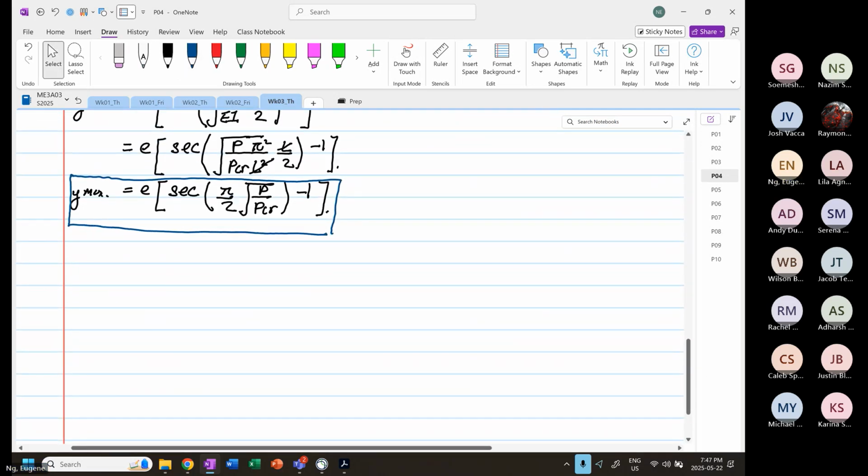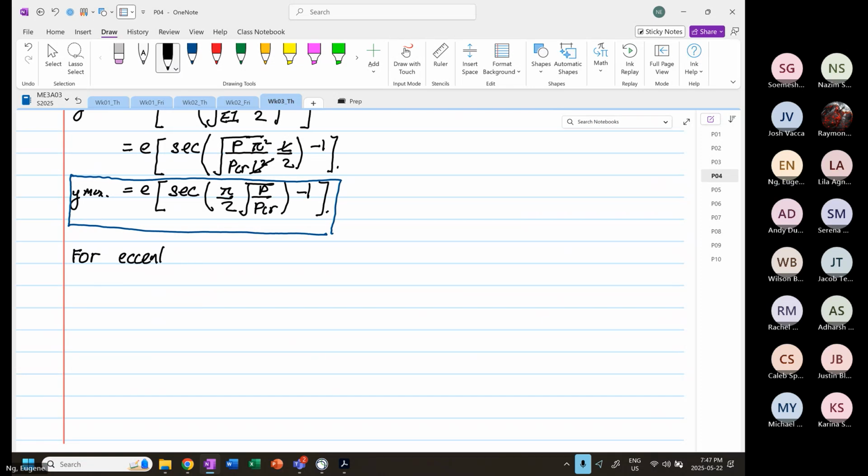Okay, right. So for eccentric loading, the maximum stress will be equal to P divided by A, right? This is due to the axial load, and then we have plus M max multiplied by C divided by I.